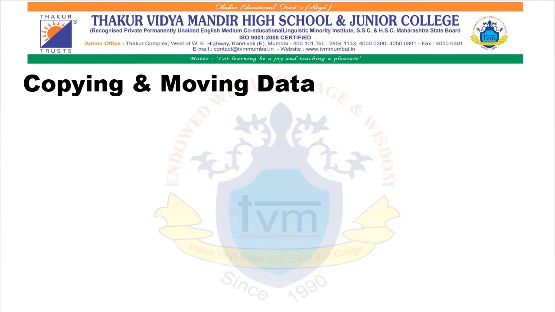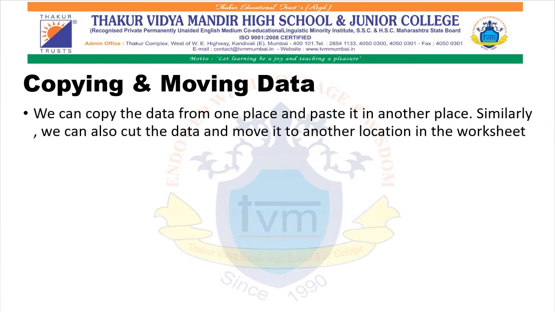First, copying means to duplicate the data and place it in another location. And moving the data means taking the entire data in Excel from one place to another place. Moving data will never create a duplicate of any information. Now we can copy the data from one place and paste it in another place. In the same way, we can cut the data and move it to another location in the worksheet.